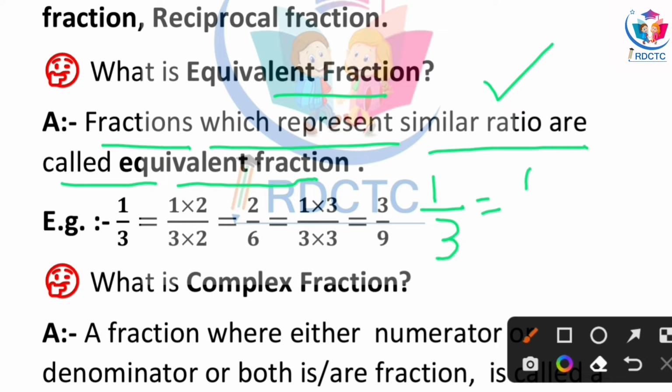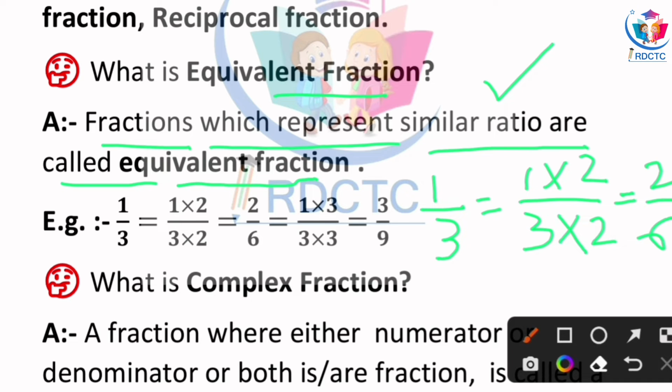We have to multiply the numerator and denominator with the same number. Here I multiply them with 2 and the product is 2 by 6. Okay, we got 2 by 6 and we can say that 2 by 6 is the equivalent fraction of 1 by 3. How could I say that?